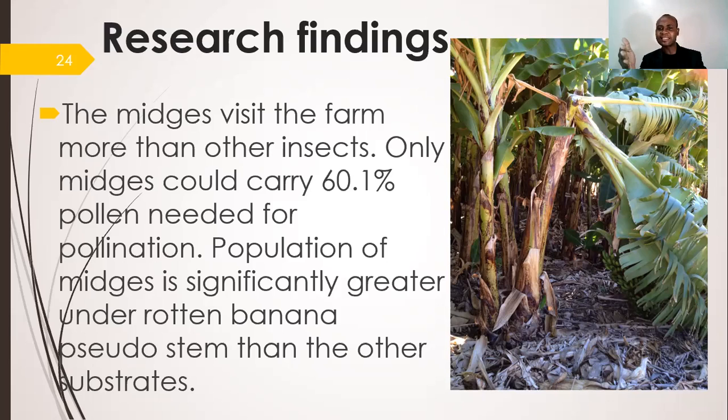Or you should cut the stems of the banana, split them, and throw them all over the farm. As they get rotten, the midges will lay their eggs in those rotten banana stems and be able to multiply faster on the farm.